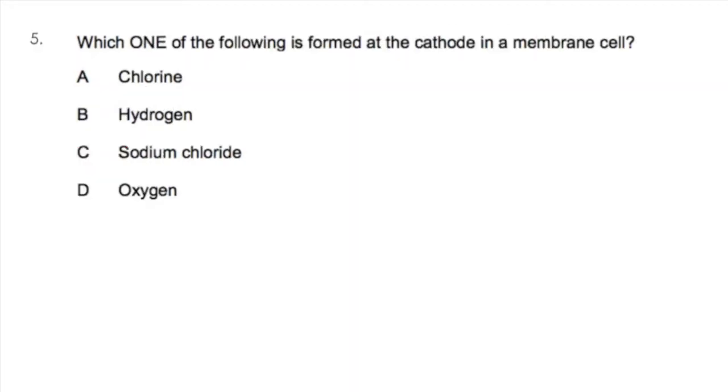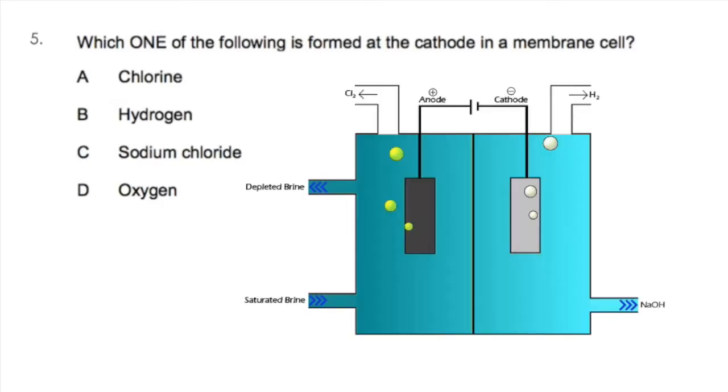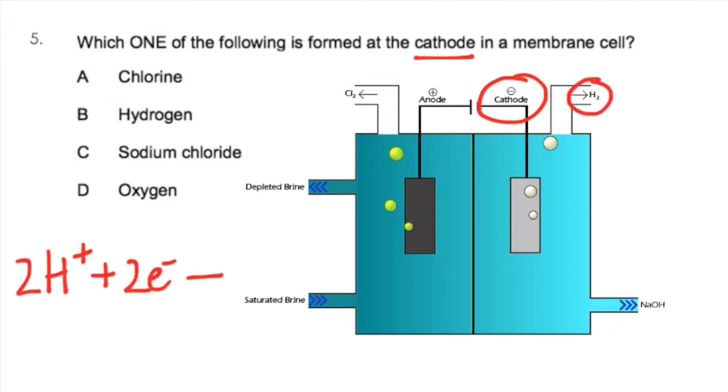Okay, question 5, again about the membrane cell and what's formed at the cathode. There's a picture of the cell. The cathode is the negative electrode on the right hand side, and that's the one where hydrogen is produced. Remember, cathode is defined as the electrode at which reduction takes place, and there you can see the reduction half reaction. So hydrogen's our gas that's formed.